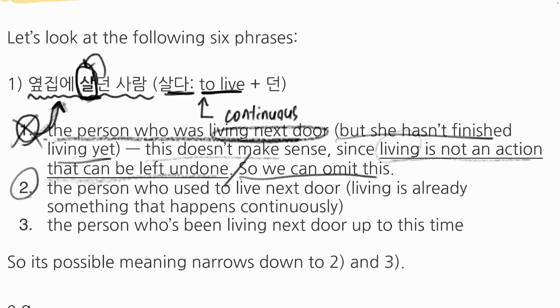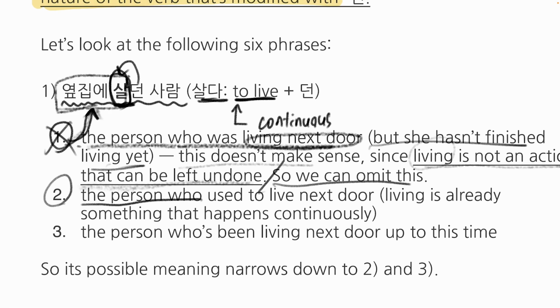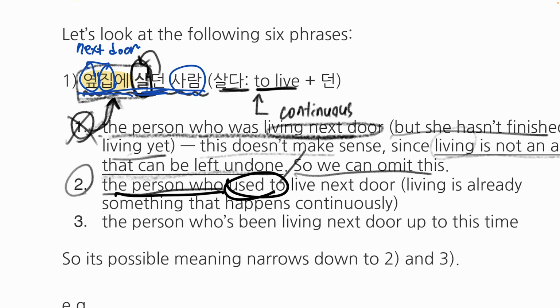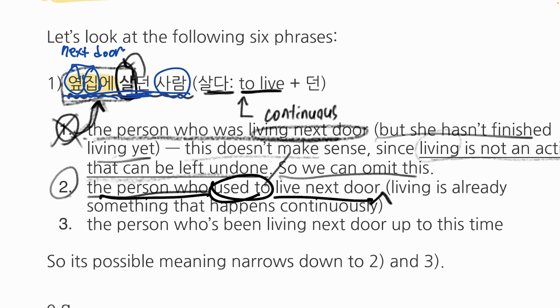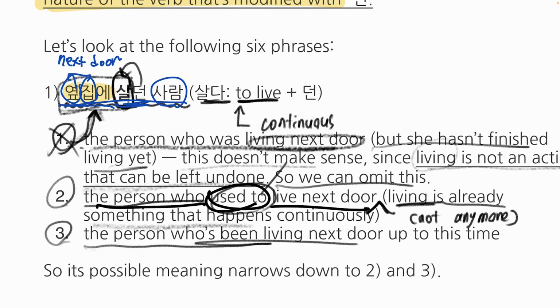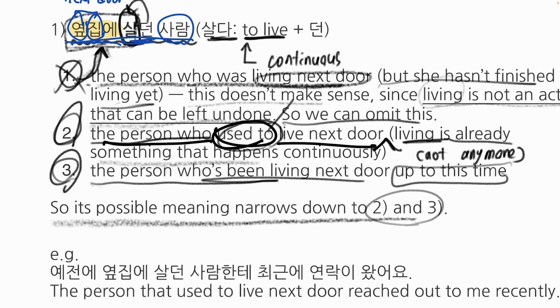And number 2, the person who used to live next door. So I forgot to tell you the meaning of 옆집. Actually, you guys can figure it out yourself. 옆 means next, like next to, beside. 집 means house. So 옆집 means next door. So 옆집에 살던 사람 would mean the person that lived next door. And this could mean the person who used to live next door, right? I didn't add continuously here because living is already something that happens continuously, right? And used to meaning not anymore. But this is the person that used to live next door. And the third meaning it can have is the person who has been living next door up to this time. So its possible meaning narrows down to just 2 and 3, not number 1.